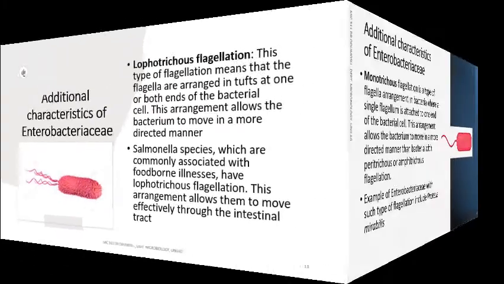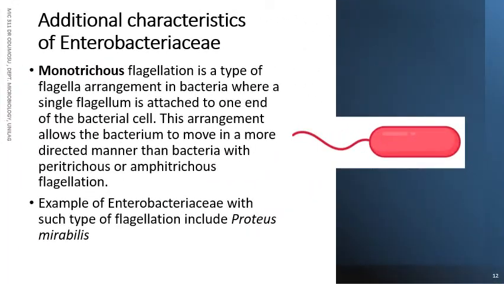The other type of flagella that is also common is monotrichous flagellation, which is characterized by one single flagellum that is attached to one end, either the posterior or the anterior end of the cell. And this is also common among Proteus mirabilis.